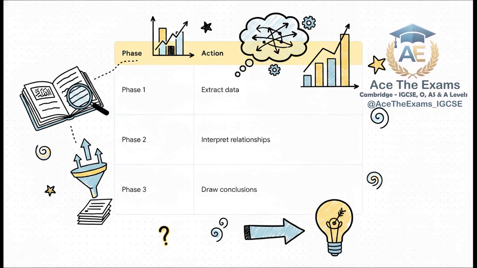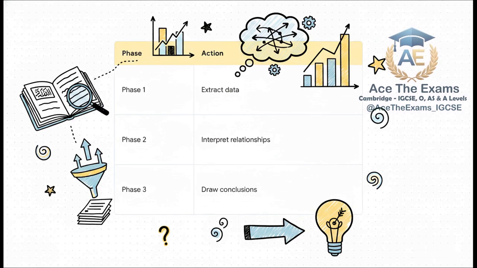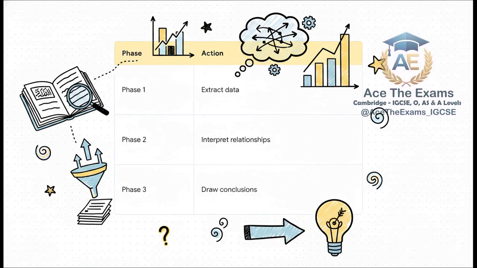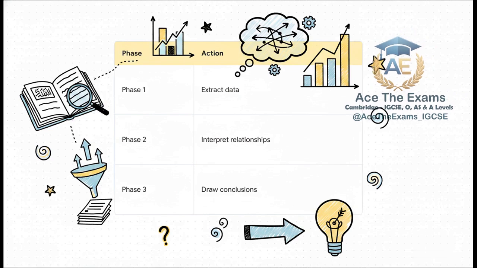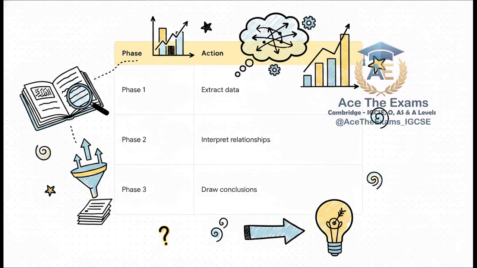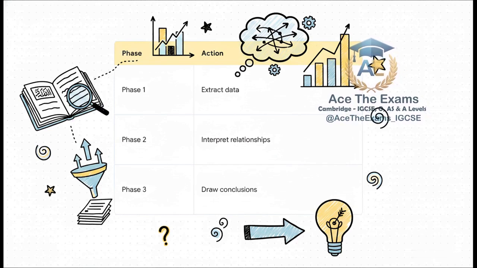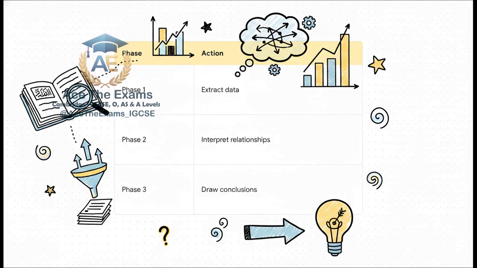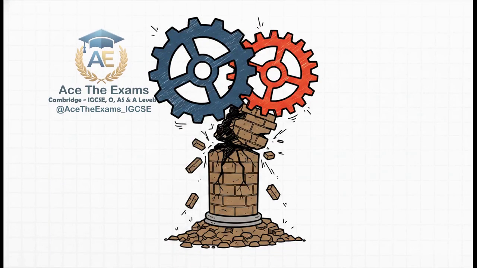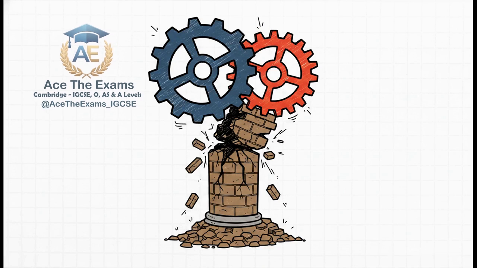Phase 1, you extract the raw, unfiltered data. Phase 2, you interpret the primary relationships, meaning how do these different pieces actually interact with each other? And Phase 3, you draw concrete, evidence-based conclusions. Following this 3-phase protocol keeps you methodical and helps you isolate the primary trend variables without getting distracted by extraneous debris on the runway.